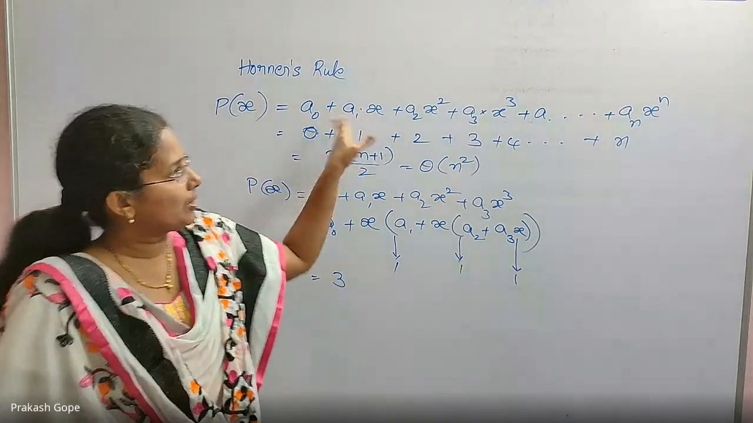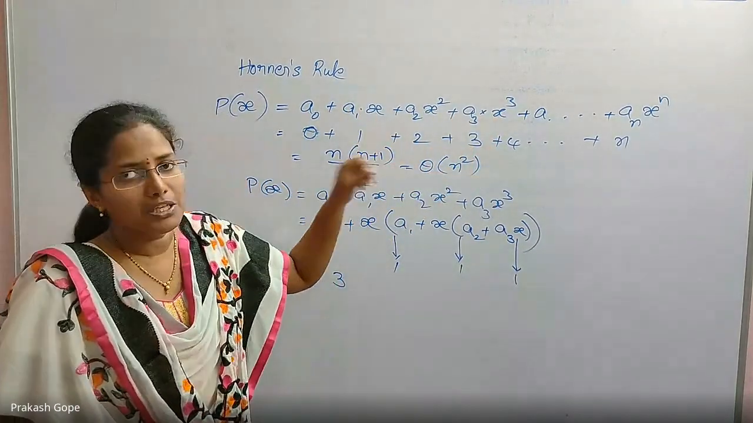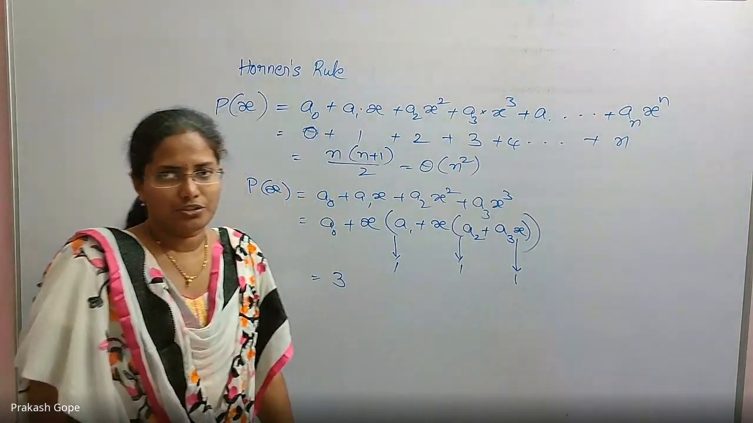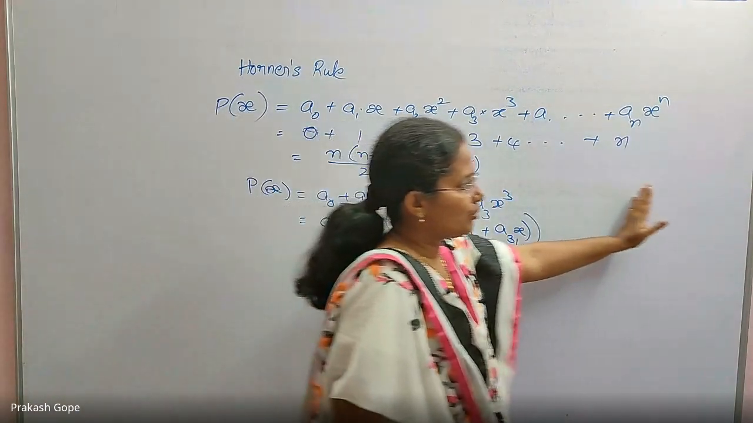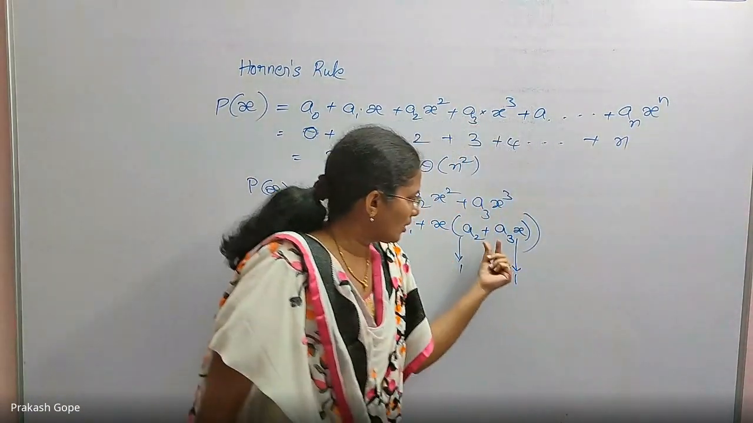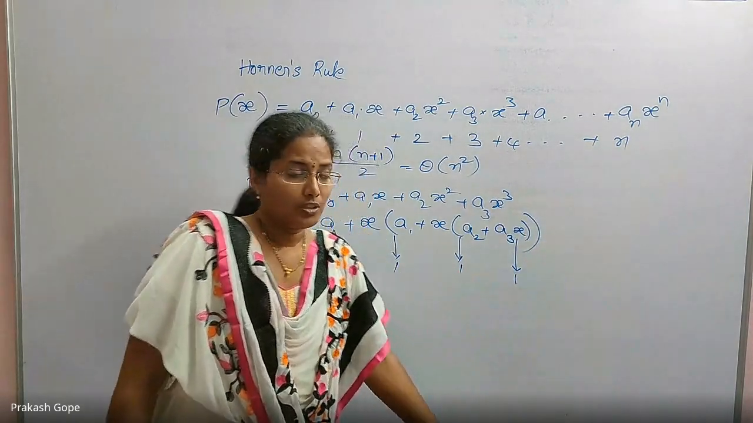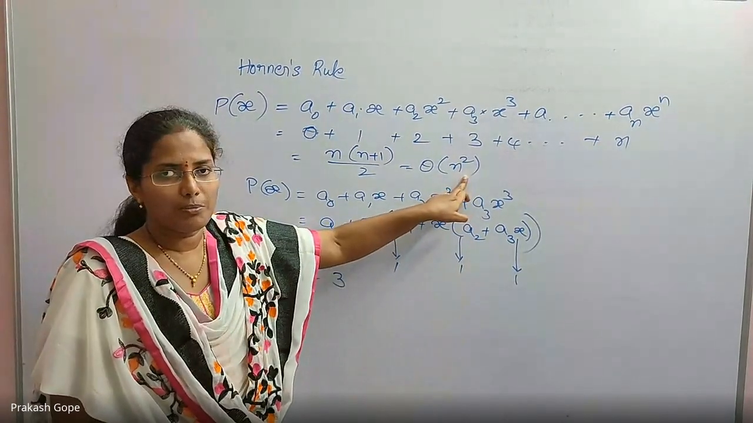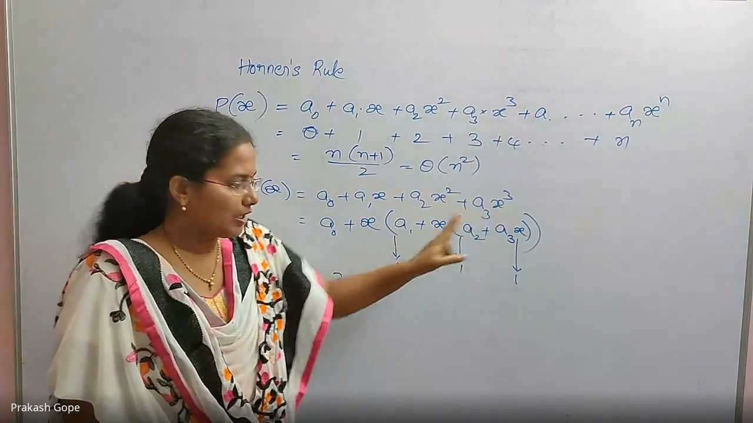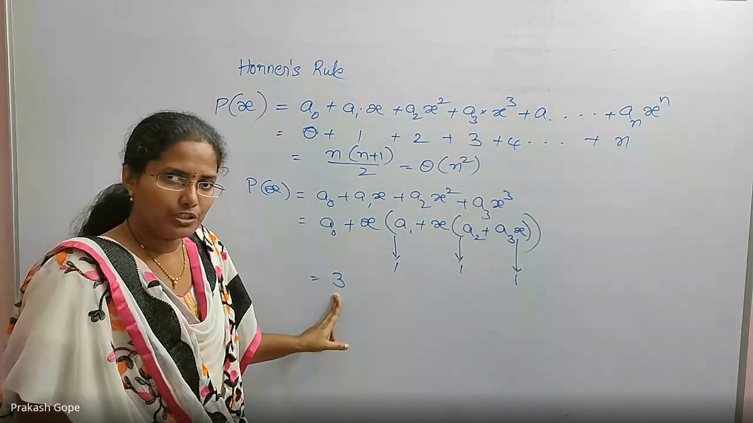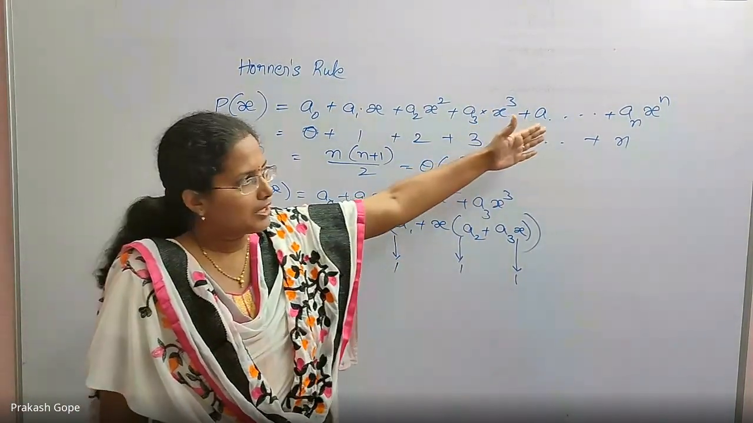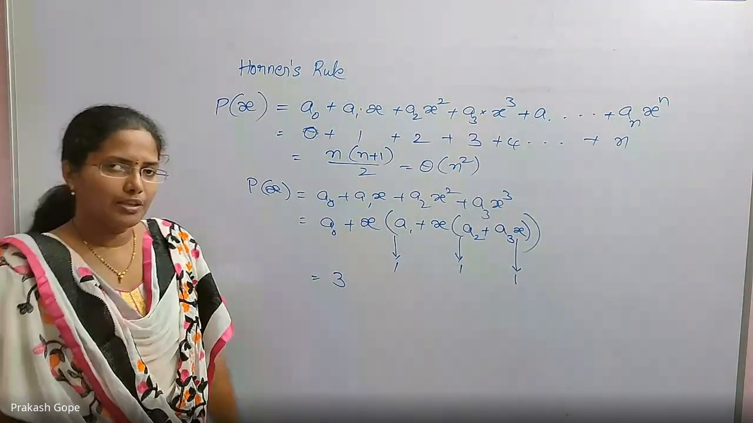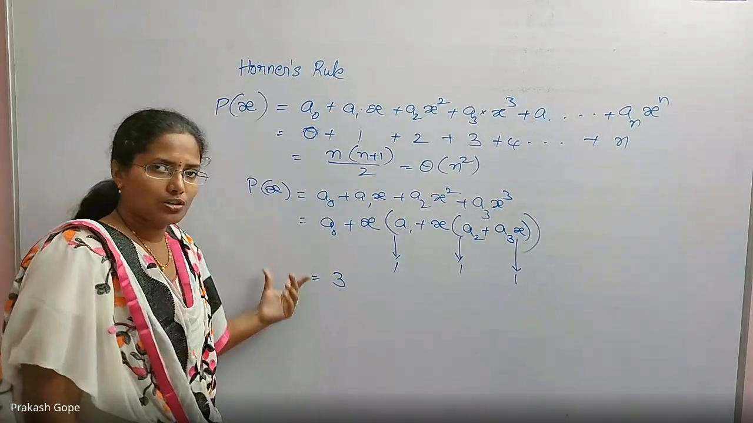Previously, when I have a polynomial of degree 3, I have to perform 6 multiplications, but in Horner's rule, I did only with 3 multiplications. Even if I have up to x power n, I will continue this process of taking x common. You can do with just n number of multiplications. You don't need n square multiplications. See, this is a degree 3 polynomial. I could do only 3 multiplications. Similarly, when I have a polynomial of degree n, just n multiplications are enough to evaluate a polynomial of degree n. This is Horner's rule.